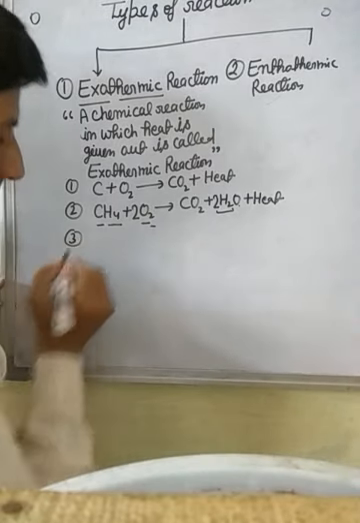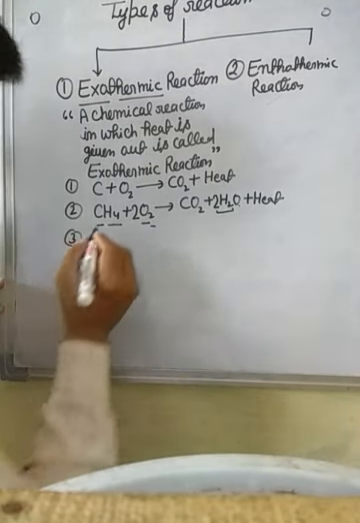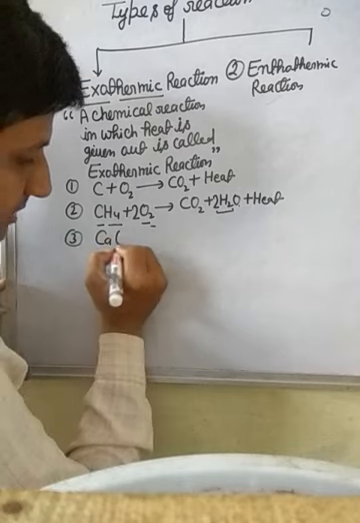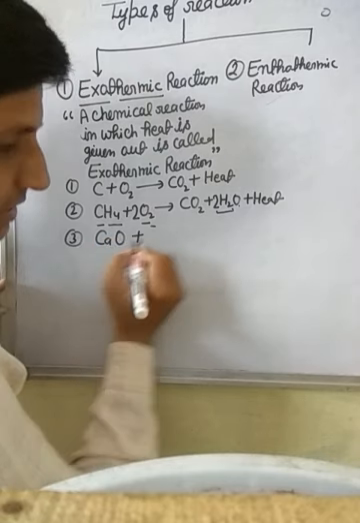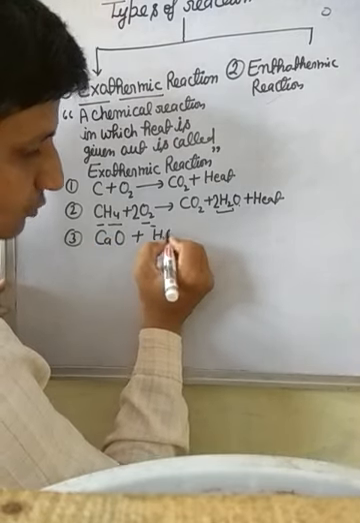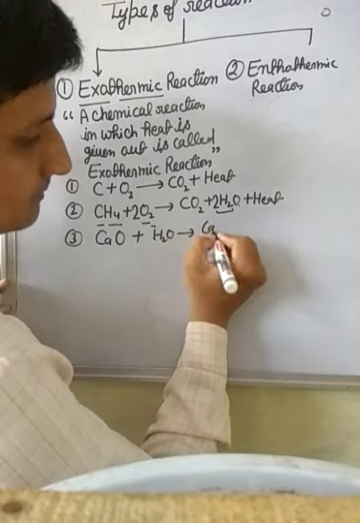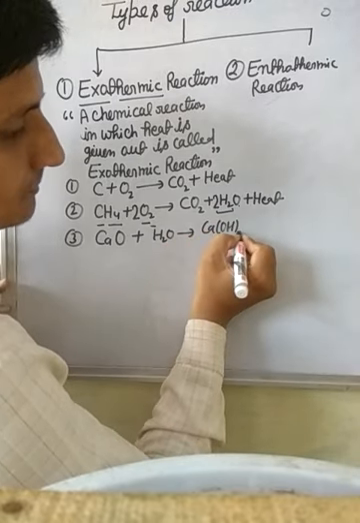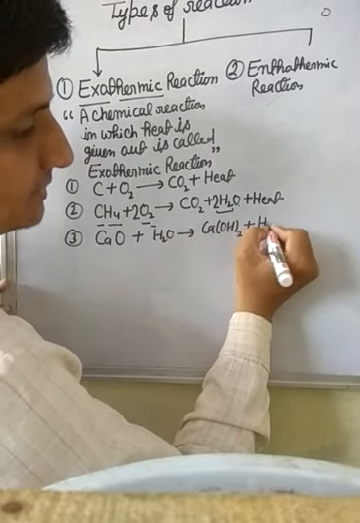Third example is calcium oxide. Other name of calcium oxide is quicklime. When added to water, then slaked lime is formed and a large amount of heat is given out.